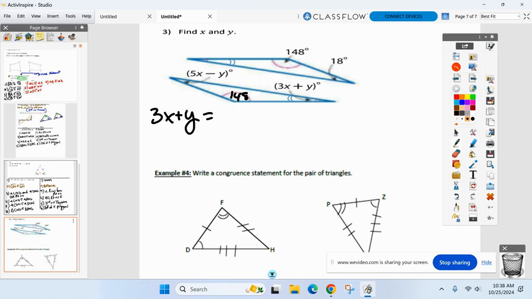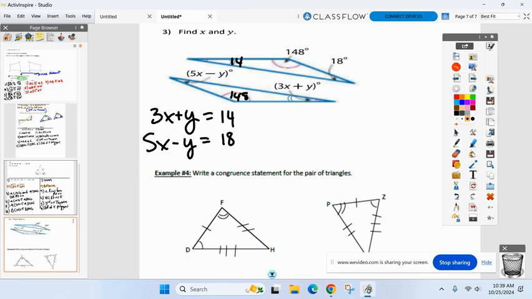And that missing angle is 14 degrees. Yep. All right, so those match up. Is there another pair of angles up here that match up that I can write down? Violet? 18 is 5x minus y. 5x minus y is equal to 18.